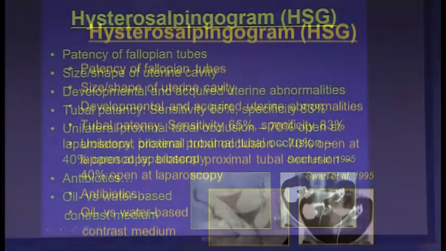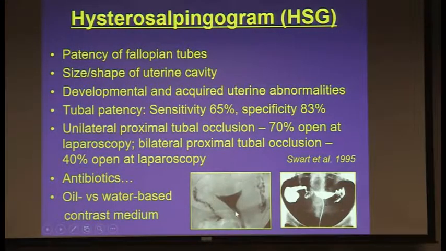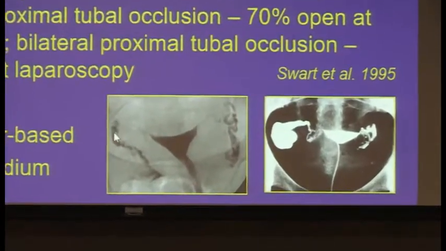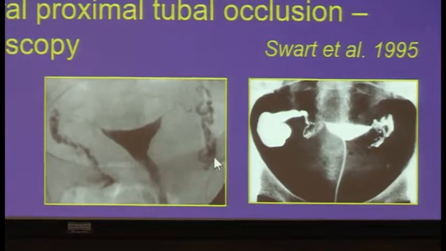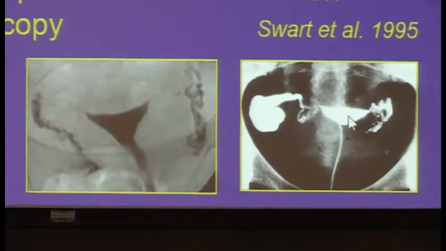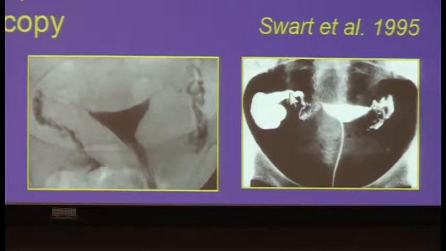So this is what a normal HSG looks like. So you see kind of the triangular uterine cavity, you see fill on the right, you see fill on the left, and you see spill. This is what a hydrosalpinx looks like. So you see the cavity looks normal, and then you see this big old dilated tube, and there's no fill at the end. There's no spill at the end, okay? And there's a tiny little bit of spill on the left. So this is what we would call a right hydrosalpinx.